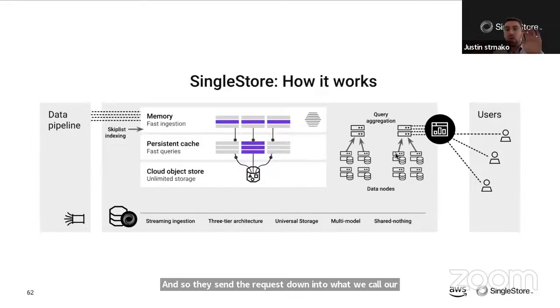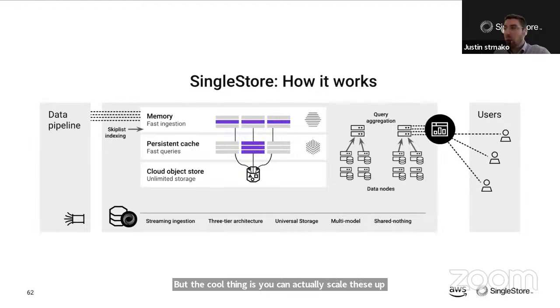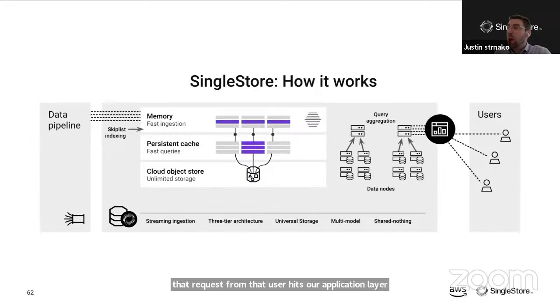A leaf node is our storage and our compute harmonized. But the cool thing is you can actually scale these up independently or together in a matter of minutes with only a few clicks. So that request from that user hits our application layer, it hits our aggregator node, and is pushed down where it grabs the data from these two leaf nodes, pushes it back up, and right back out to the user.